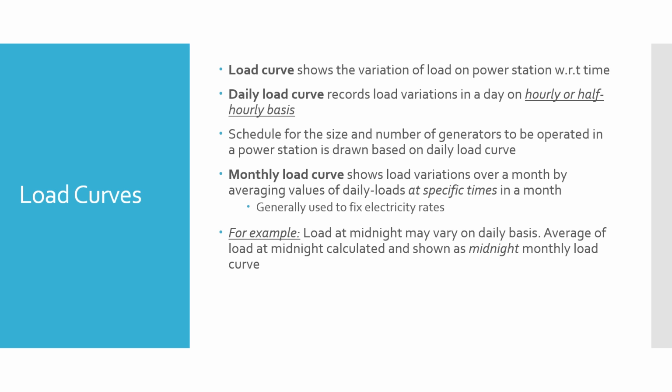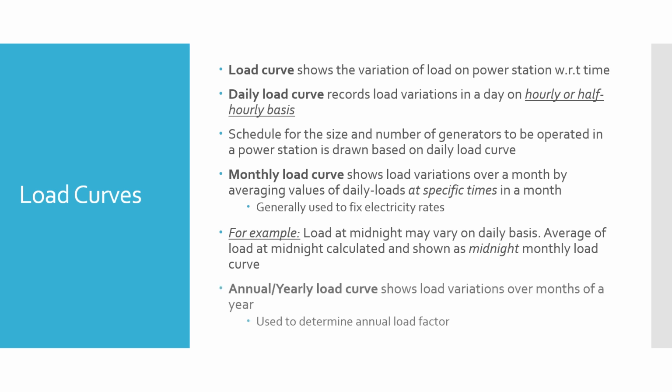Let's say on top of 6 p.m. written on the x-axis, the load which is shown may be the average of loads which occurred at 6 p.m. throughout that month. So that is the second form of monthly load curve.